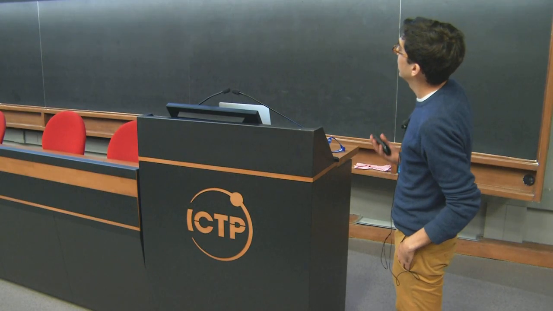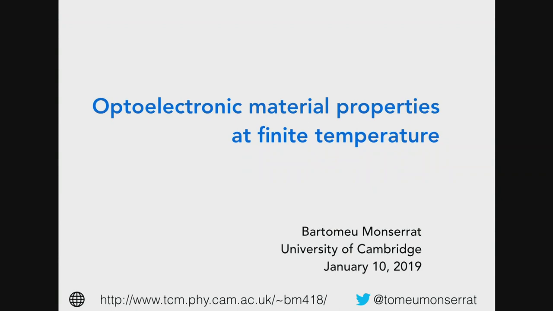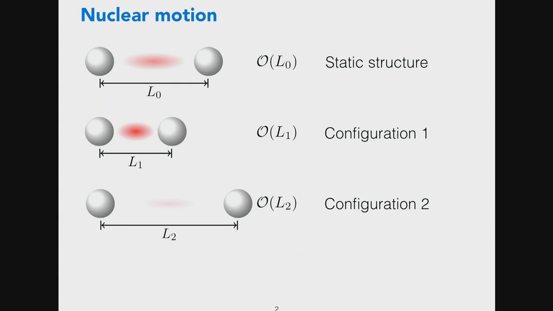I'll still be looking at optoelectronic properties of materials like the previous few talks in this session, but the angle I'll take is looking at the effects of the lattice on the optical properties. And hopefully the examples I'll give you will convince you that this is sometimes important to take into account.